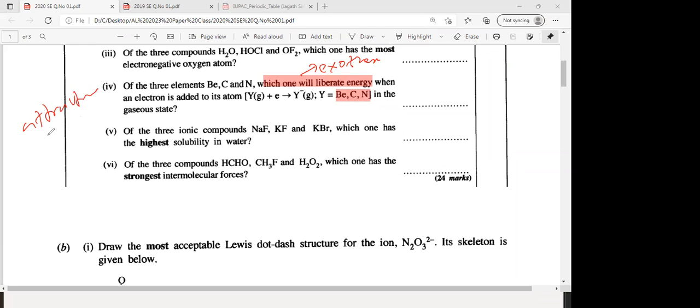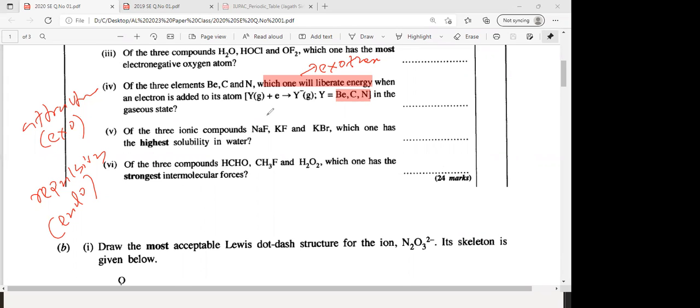If there's an attraction, it's exo. If there's a repulsion, it becomes endo. Which one will the electron be attracted to more strongly out of these three? They're asking which one will liberate energy when an electron is added.